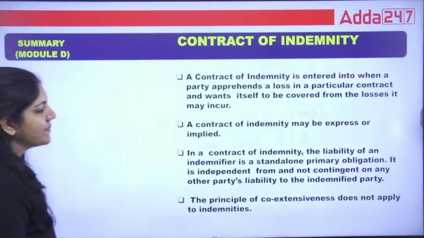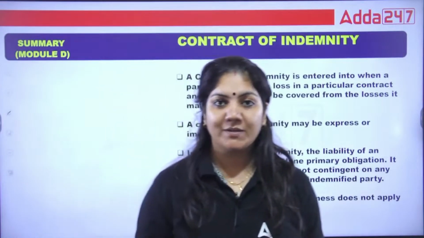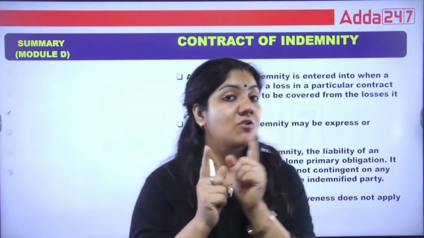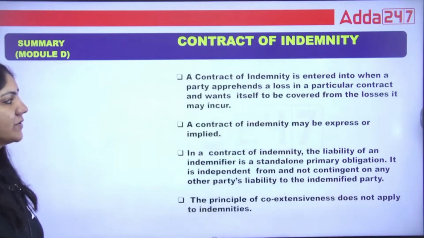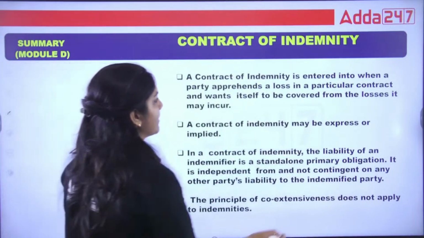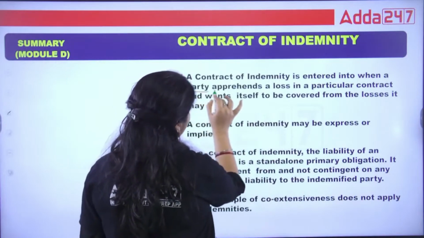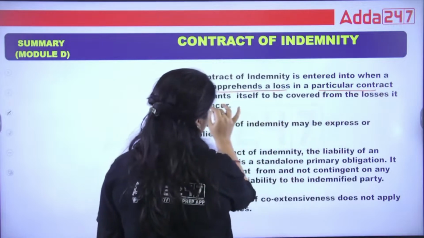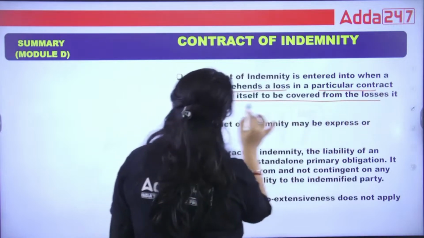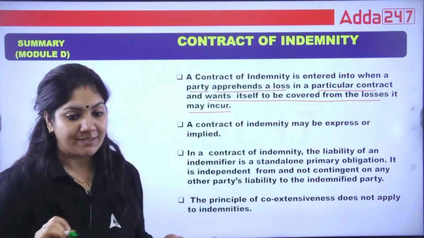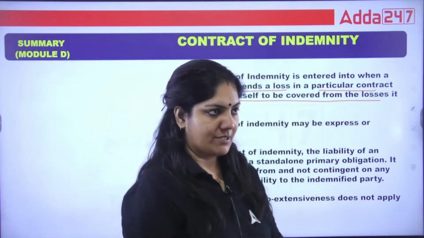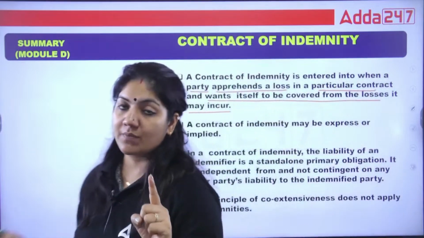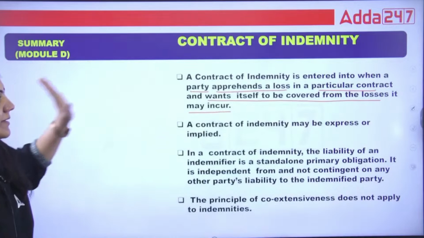This is the general principle of contract, and I hope you understand the summary and the questions of this one. So this is a quick revision of the Indian contract general principles. Now, contract of indemnity. So guys, the contract of indemnity is one in which a party apprehends a loss in a particular contract and wants itself to be covered from the losses it may incur. It means in the contract of indemnity, there must be loss of one party and the protection of loss from the other party. This is called contract of indemnity.